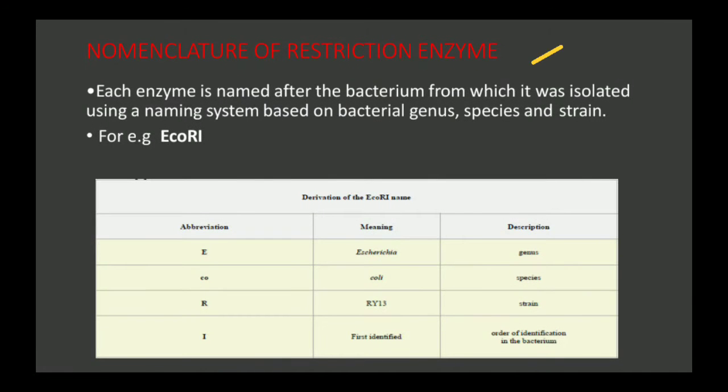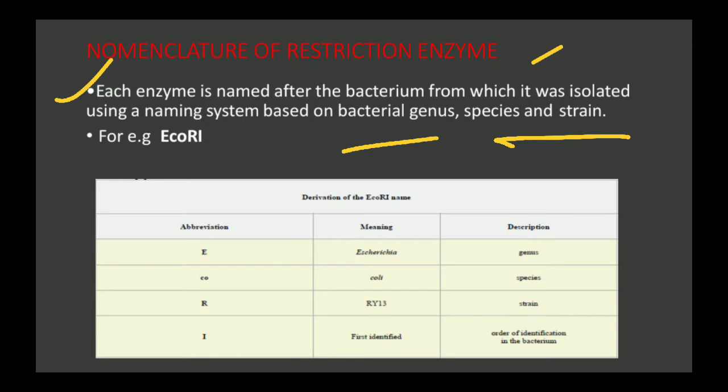How do you name a particular restriction enzyme? That is the nomenclature of restriction enzymes. Each enzyme is named after the bacterium from which it was isolated, using a naming system based on bacterial genus, species and strain. For example, look at this table.